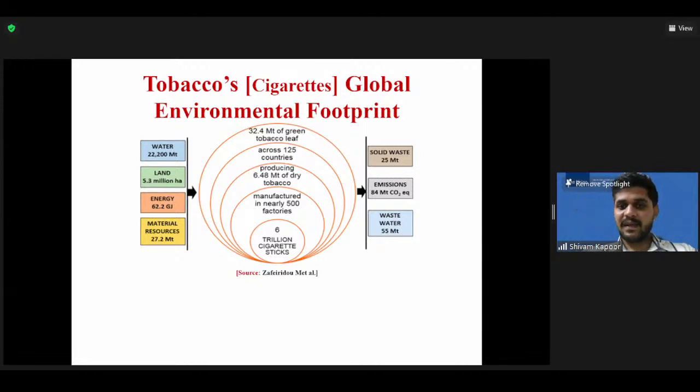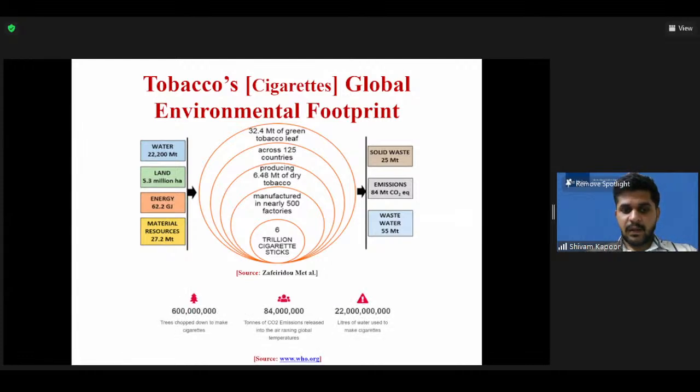When we calculate the same for wastewater, it contributes nearly 55 million tons. And how much land is utilized just for tobacco cultivation? The figure is nearly 5.3 million hectares. These are all facts only for cigarette production. If we talk about the other products, these figures will be really glaring. I have taken this again from the recent WHO Threat to Our Environment website, which talks about how many trees are chopped off and how much is the emission.